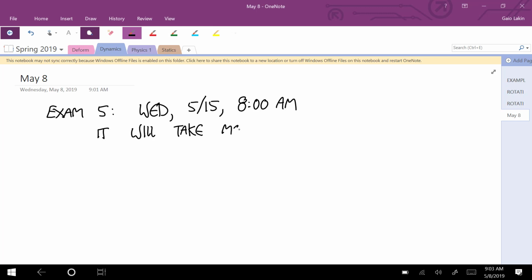It will take most people less than 90 minutes. It'll be a little longer than the other tests, but I'd say 50% longer or something. So most people will be done in an hour and a half. Some people will be done in 45 minutes. Nobody will need more than 2 hours.